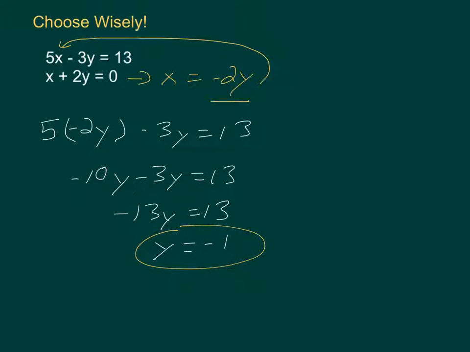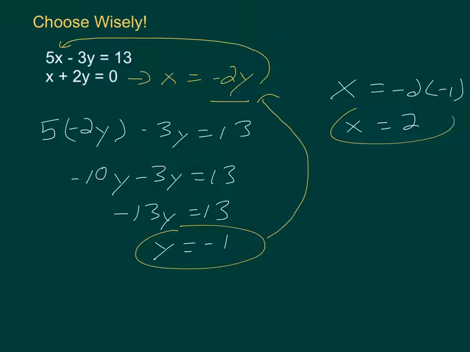I'm now going to take that and plug it back into this equation here. So I'm going to get x equals negative 2 times negative 1, or just x equals 2. So now that I have both parts, I put them in numerical and alphabetical order: x is 2, y is -1, and that's the answer that I need to have. So using substitution here, you can pick whichever variable you want to get by itself, but just pick wisely.